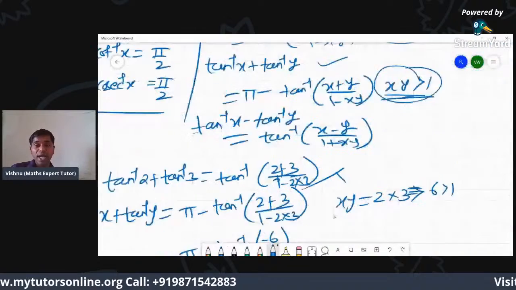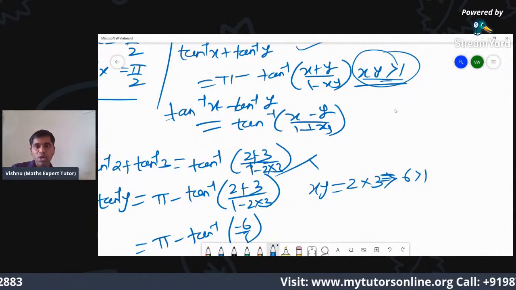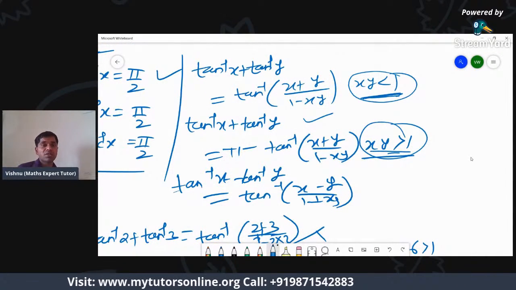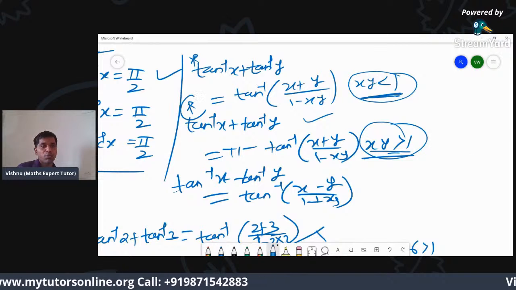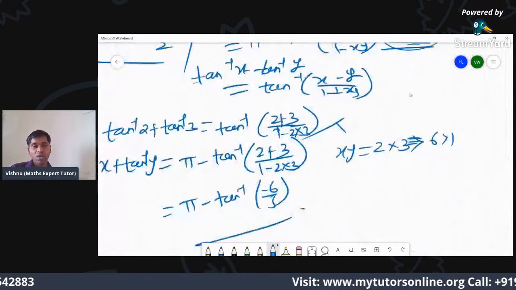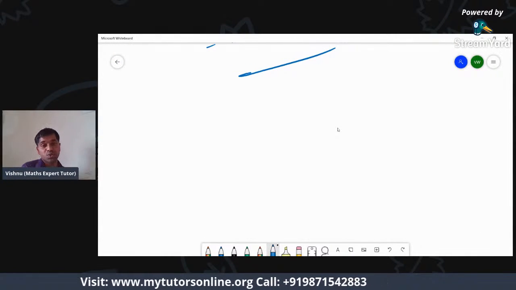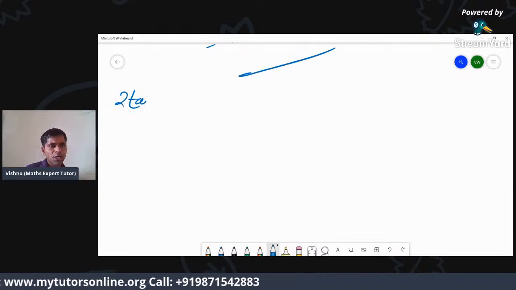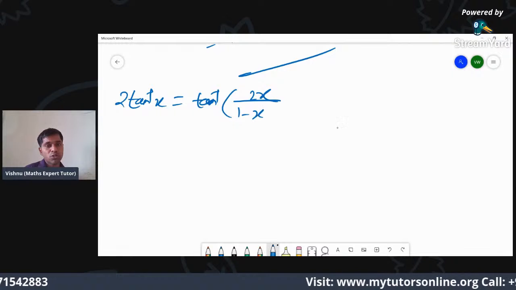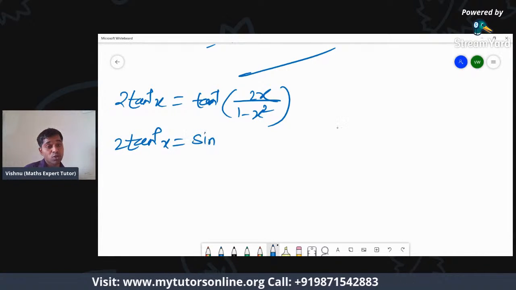The point is that whenever xy is greater than 1, you will use this formula. When xy is less than 1, you will use this formula. I will say that this is one of the most important and most widely used formulas in all of trigonometry. In the entire chapter you will find more than 50% of the time this formula is used. There is one more formula, 2 tan inverse x in terms of tan inverse, and 2 tan inverse in terms of sine inverse also.